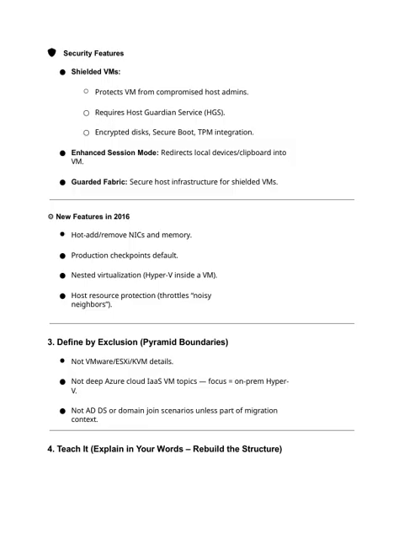Moving on to the new features introduced in the 2016 version, we see options like hot add and remove for network interface cards and memory, allowing for more flexible resource management without shutting down the VM. Production checkpoints are now set as the default, which are more reliable for creating consistent backups. Nested virtualization is also supported, meaning you can run Hyper-V inside a VM, which is great for testing and development environments. Lastly, host resource protection helps to prevent performance issues caused by noisy neighbors, by throttling resource usage from VMs that are consuming excessive resources.